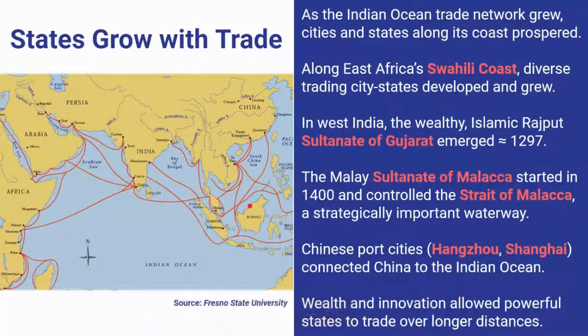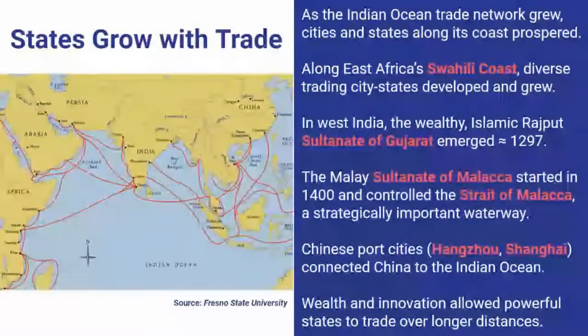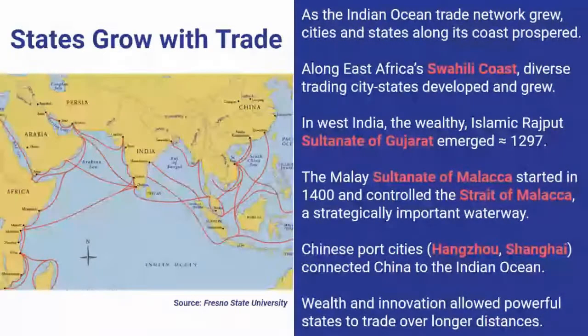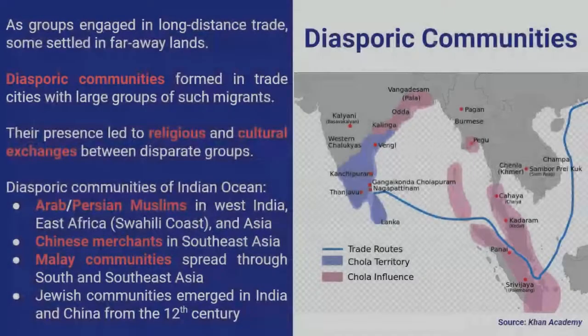You should also know that there are some important port cities like Hangzhou and also Shanghai, which is up here. You don't see it on the map, but it's kind of north of there. Those become important trading cities at this point as well. The bottom line is that wealth and innovation let these powerful states trade over longer distances. As those longer distances occur, you start having cultural and technological diffusion with more disparate people, with further and further groups.